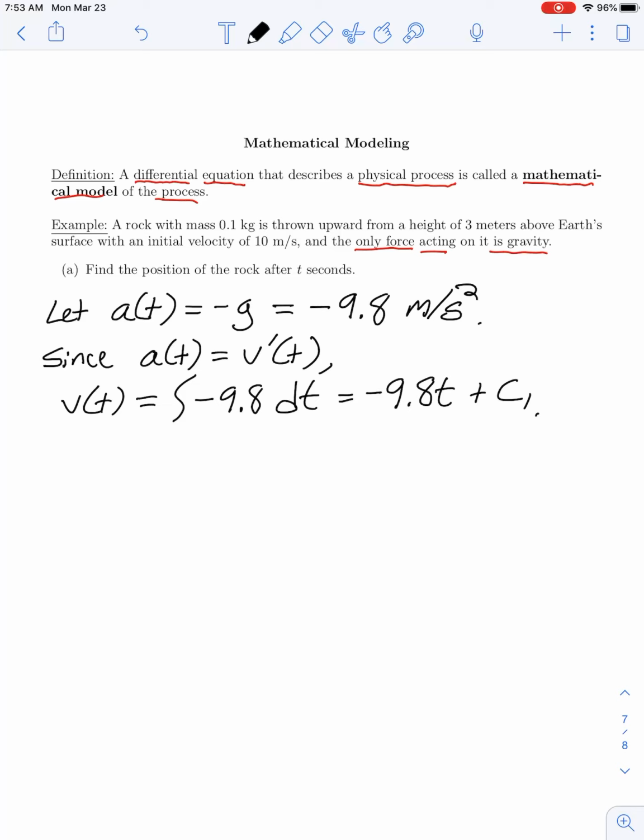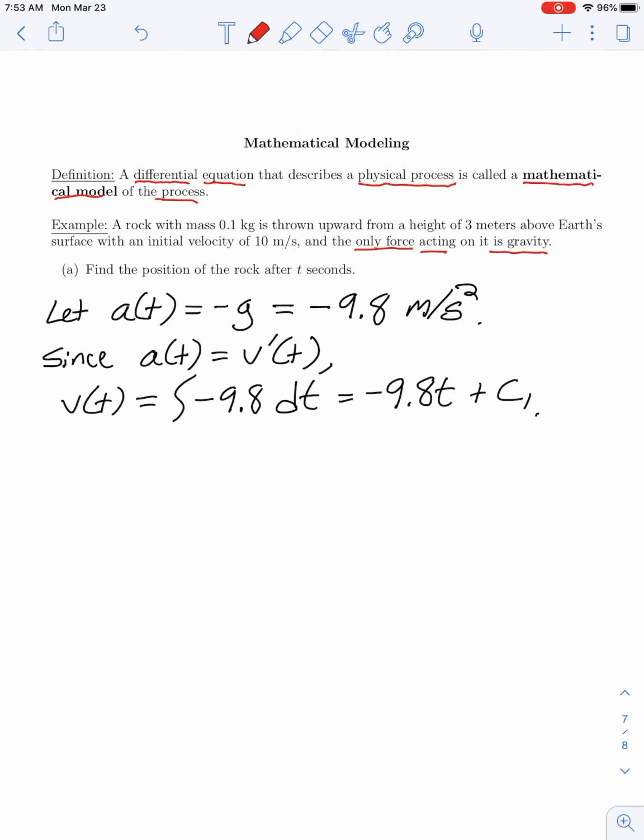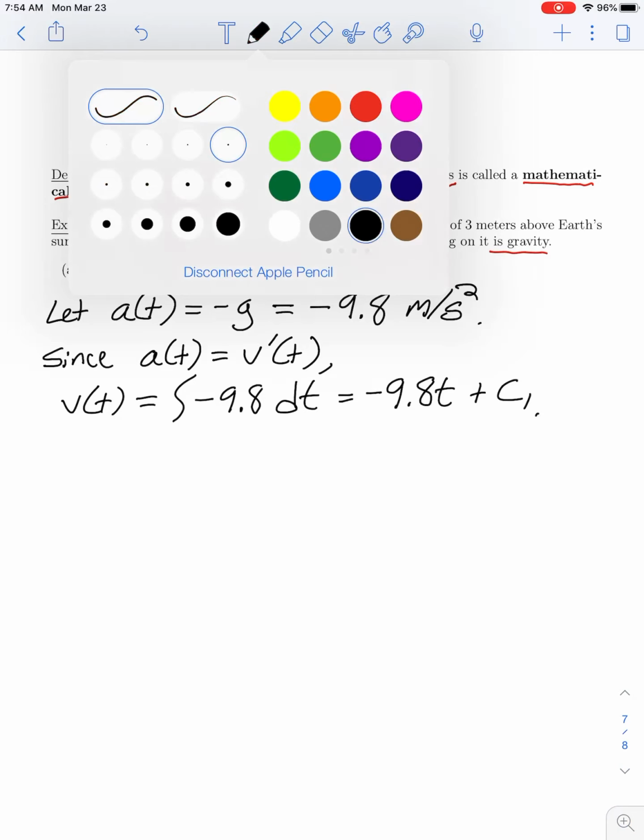And we need to solve for this constant c1. So what we found so far is the general form for our velocity function, but we need c1, which means that we need some initial condition about velocity. Now, if we read back through the problem statement, we are told that the initial velocity of our rock is 10 meters per second, and this rock was being thrown upward. So that would correspond to a positive 10 meters per second, since it's acting in the upward direction for our velocity.